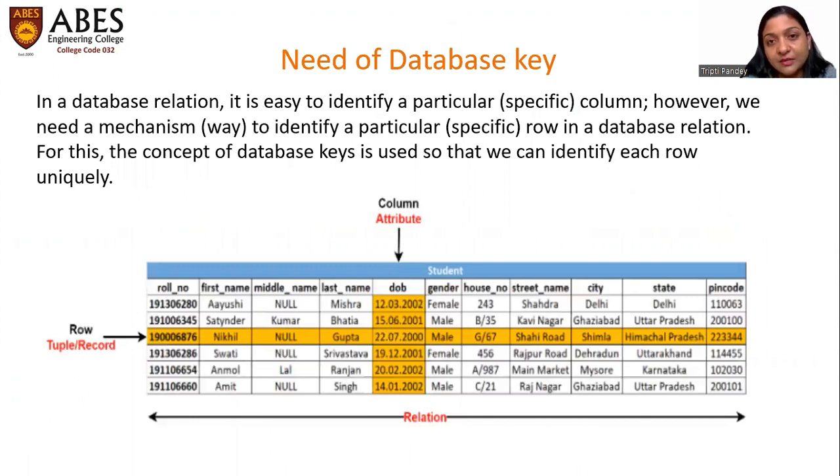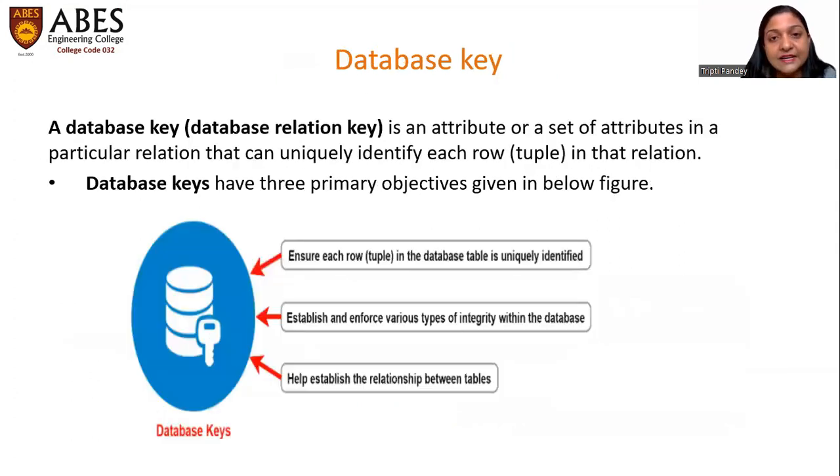So what is the need of a database key? In a relational database, it is easy to identify a particular column. However, we need a mechanism to identify a particular row in a database relation. So for this concept, we use database keys so that we can easily identify each row uniquely. Like in this table, there are several attributes and many rows. So we can easily name the columns, but what about rows? To uniquely identify each row, we need keys.